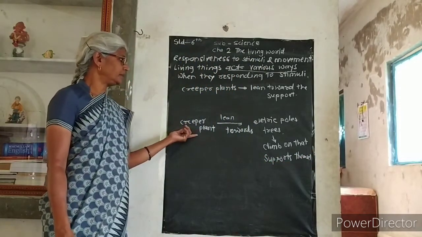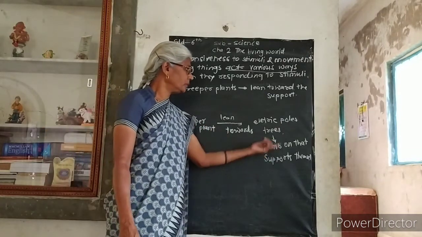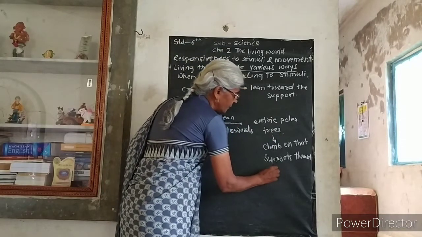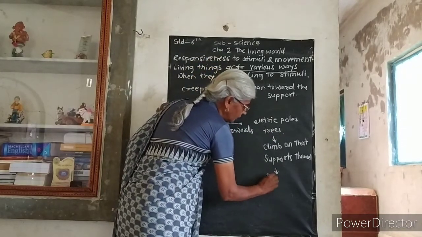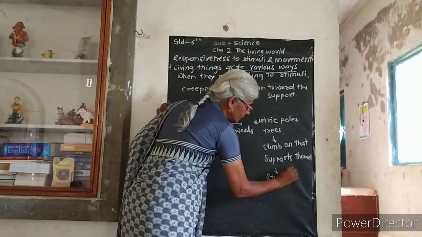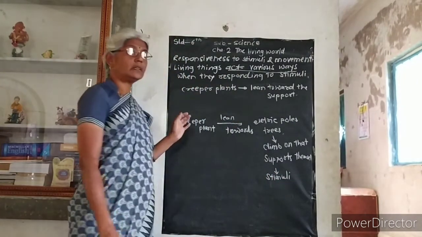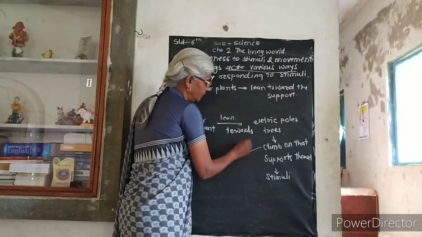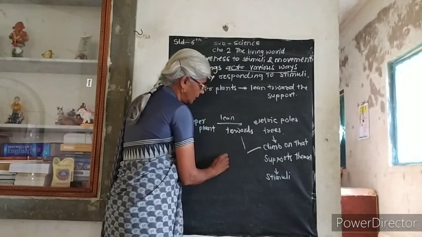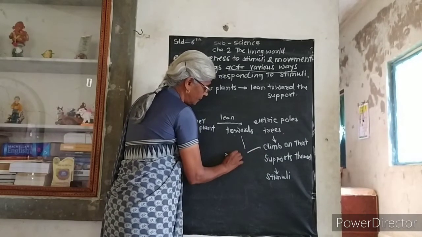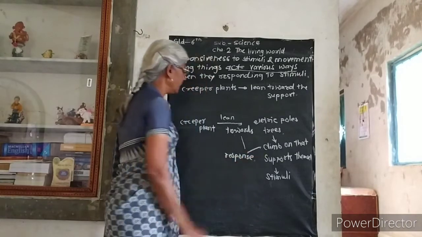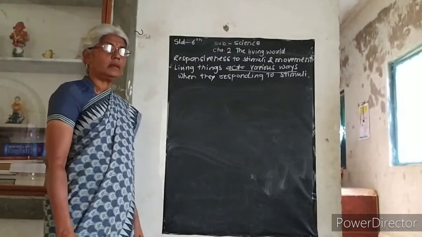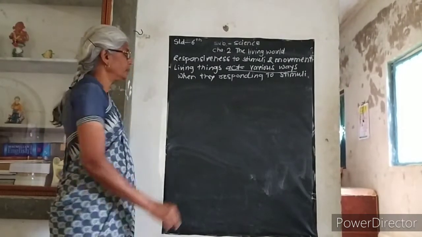In that example, the support of the electric pole or trees is the stimulus for them. What is the response? To lean towards and climb is the response given by the creeper plant. We see one next example.